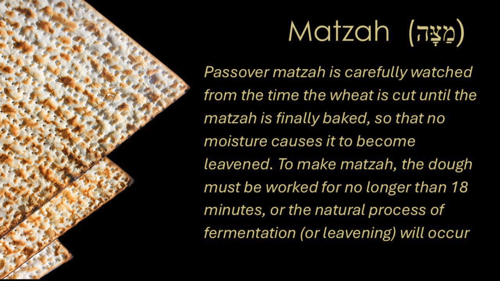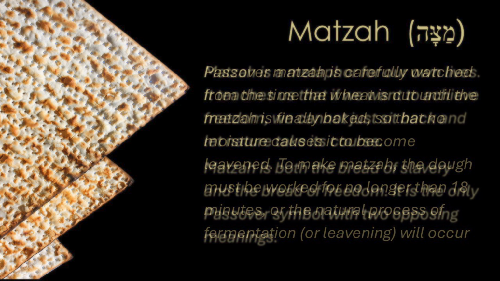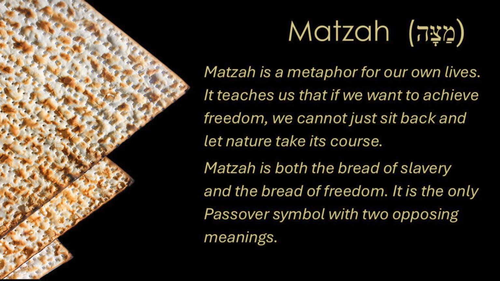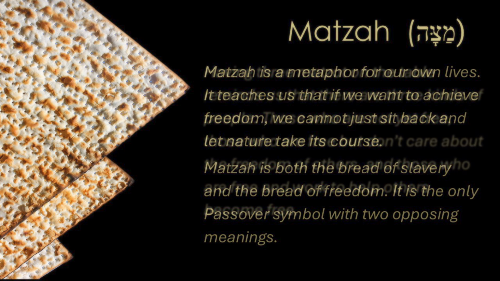To make matzah, the dough must be worked for no longer than 18 minutes or the natural process of fermentation or leavening will occur. Matzah is a metaphor for our own lives. It teaches us that if we want to achieve freedom, we cannot just sit back and let nature take its course. Matzah is both the bread of slavery and the bread of freedom. It is the only Passover symbol with two opposing meanings.